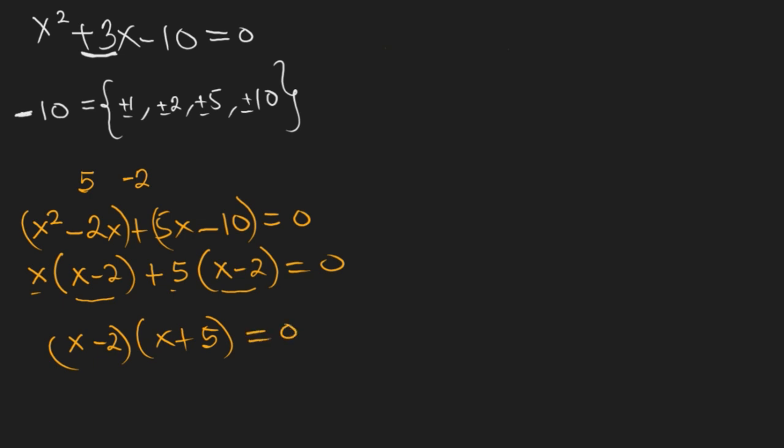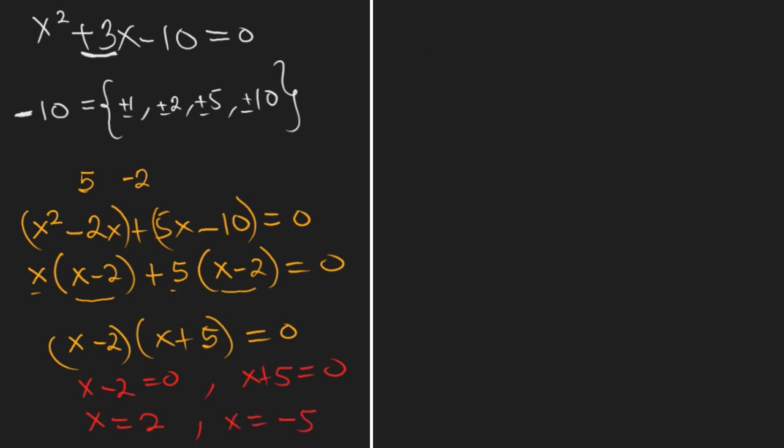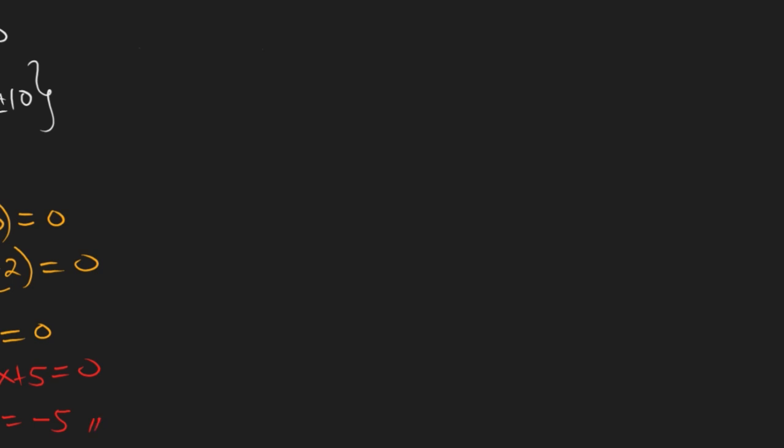equal to 0. So what this means is x minus 2 is equal to 0, or x plus 5 is also equal to 0. So this will give me x equals 2 because I take the minus 2 to the other side. And then this also gives me x equals negative 5 because I'll take the positive 5 to the other side. So these will be my answers. x is equal to 2 or minus 5.